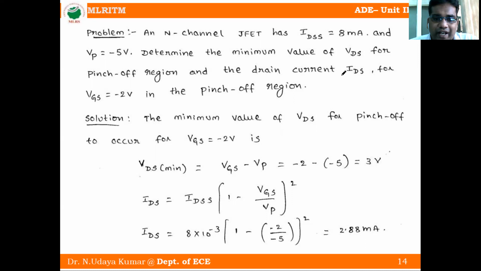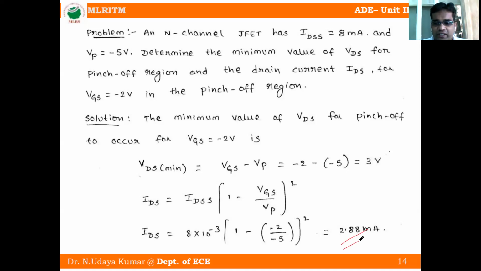3 volts. So IDS is equal to IDSS into (1 minus VGS by VP) whole square. So IDS is equal to 8 into 10 power minus 3 into (1 minus VGS by VP), where VGS is equal to minus 2 volts, and VP, we just now found, is equal to minus 5 volts. So substituting all these values, we will get 2.88 milliamperes.